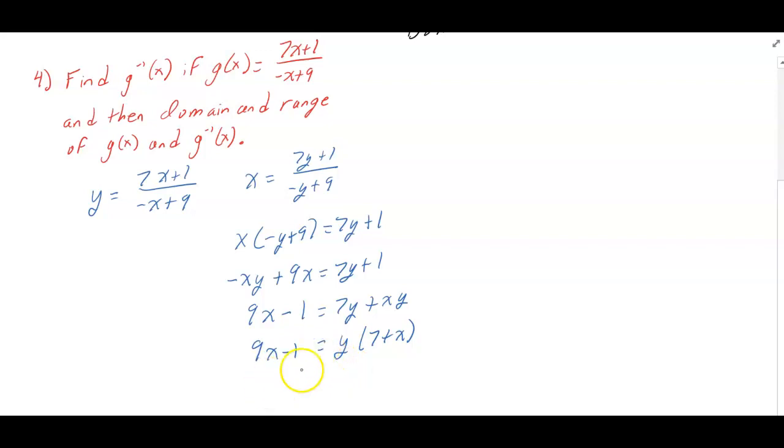And therefore the inverse, I'll write it over here. It's g, so g inverse is equal to 9x minus 1 over 7 plus x. As we learned in class, the domain of f, range of f, domain of g inverse, I'm going to go back and change that, and range of g inverse.